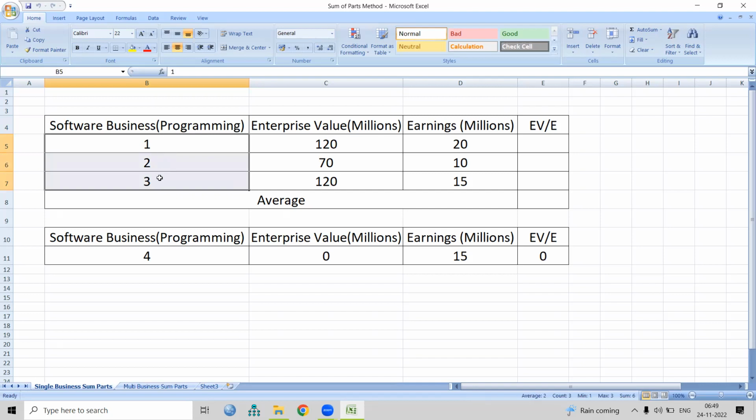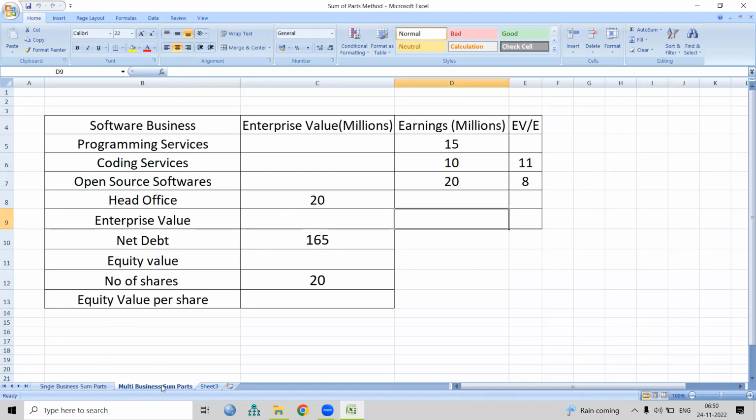Now, with the help of this, we'll try to find out the value of the software business, that is a programming software business, for division 4, right? That is what is called a single business sum of parts method, where we compare the value of the company of similar divisions which are in the same business operations, right?